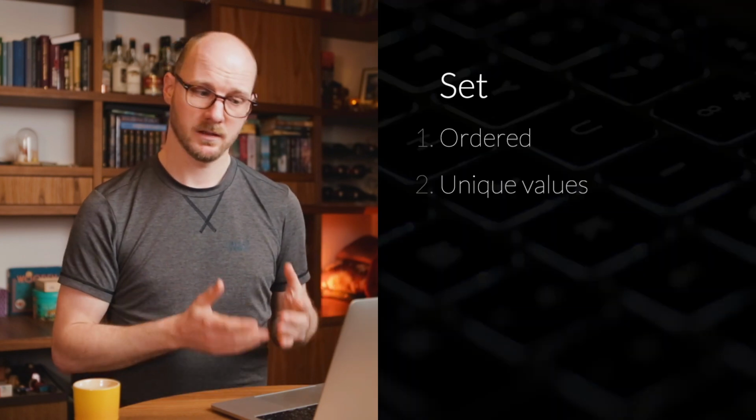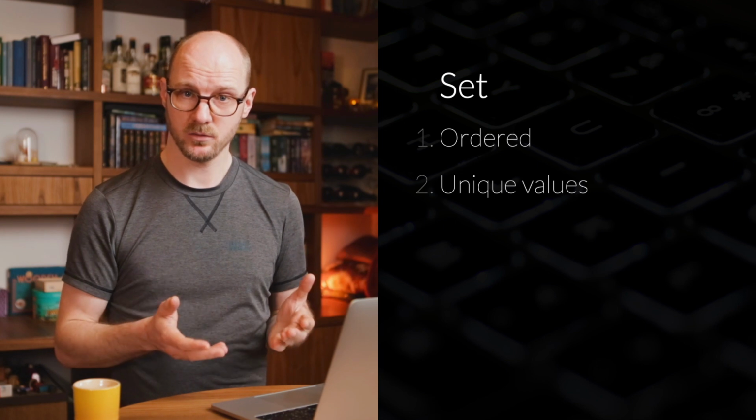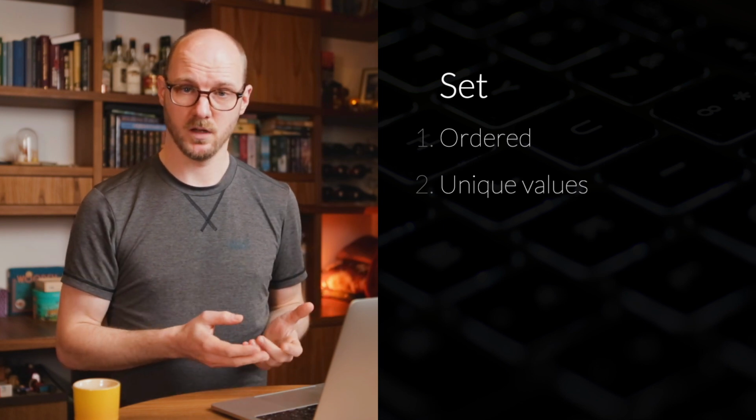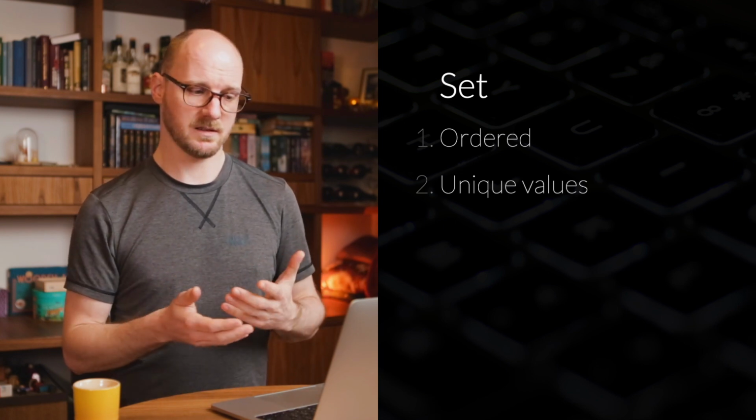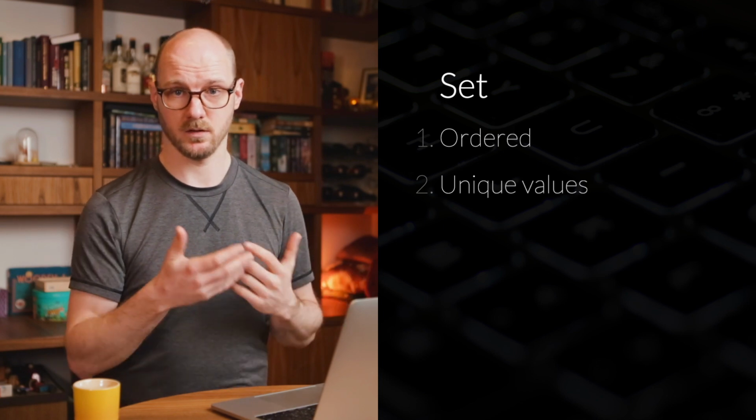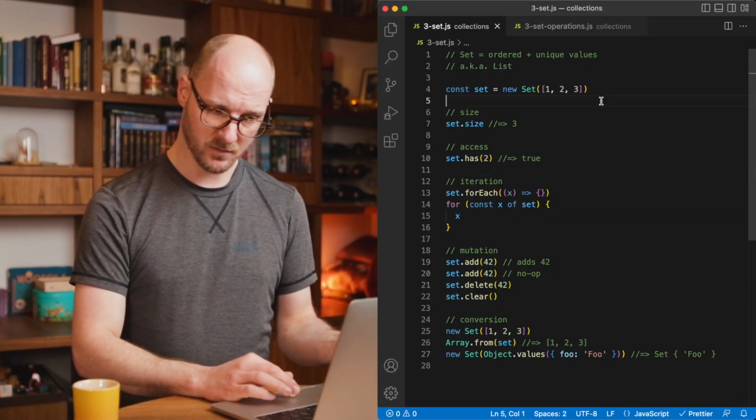Next, set. Set is an ordered list of values that have to be unique values. So there's no key value pair. Set is analogous to an array, not an object. Set can be created quite easily.